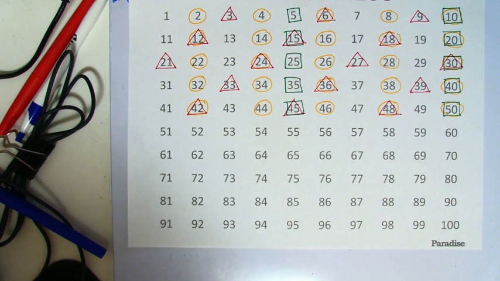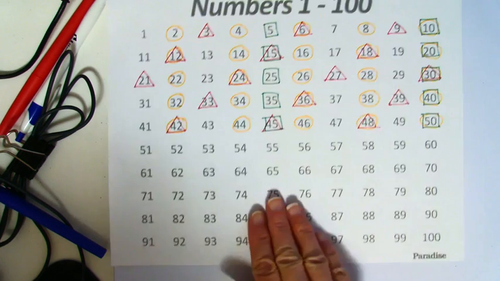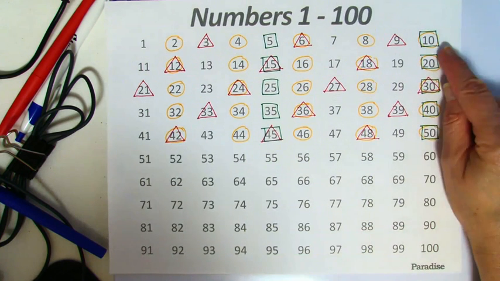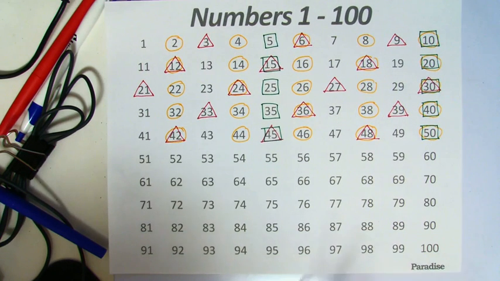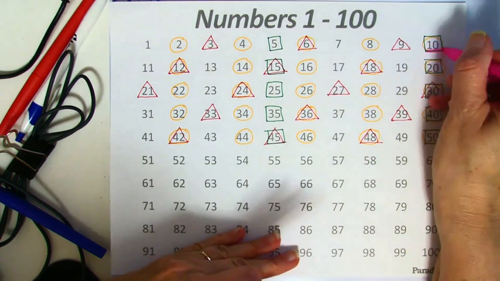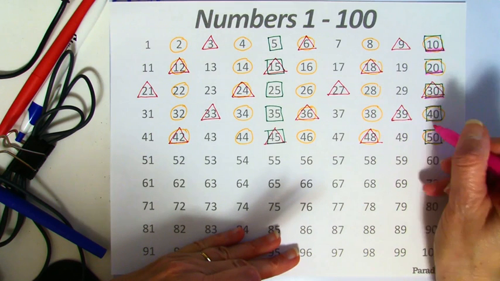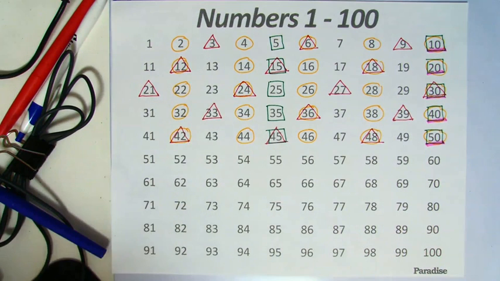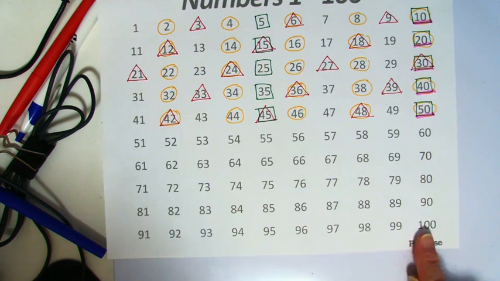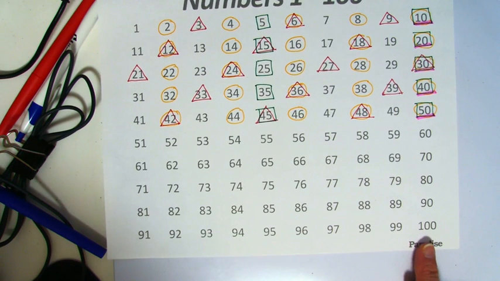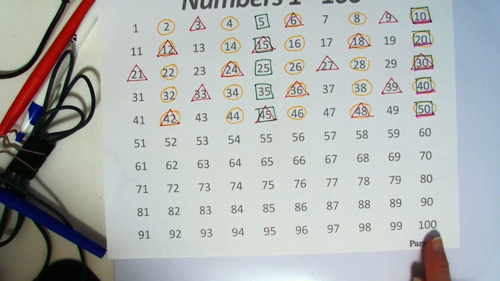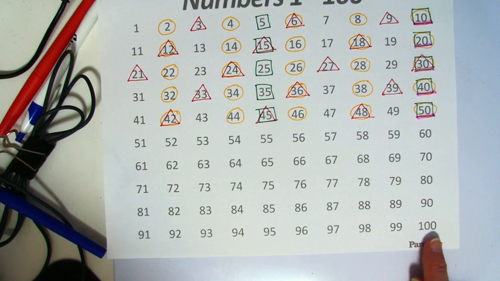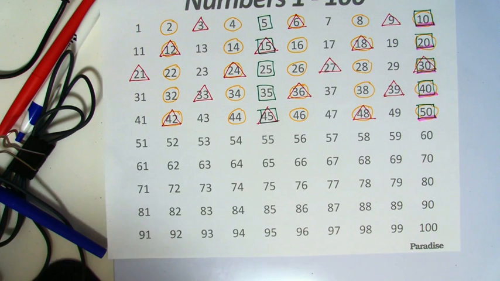Now, numbers that are divisible by 10 will only end in zeros. And so we could go ahead and highlight these numbers. We have 10, 20, 30, 40, 50. These numbers are divisible by 10 because they end in 0. Notice 100 is also divisible by 10, even though it has 2 zeros at the end. Because that last digit is a 0, it is divisible by 10.